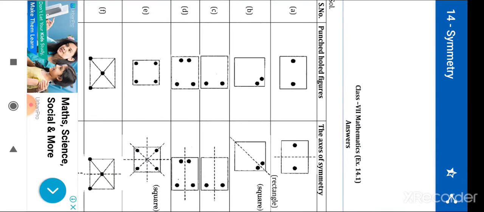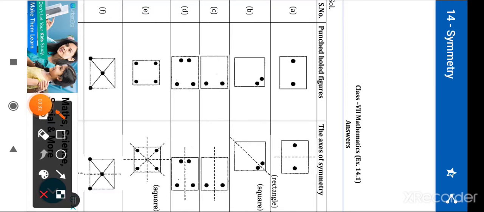So in the first figure, if we draw a line like this, then it will be the line of symmetry for the first figure. In the second figure, we have to draw a diagonal for this square, and it will be the axis of symmetry of the second figure, and in the same manner you can solve its remaining parts.